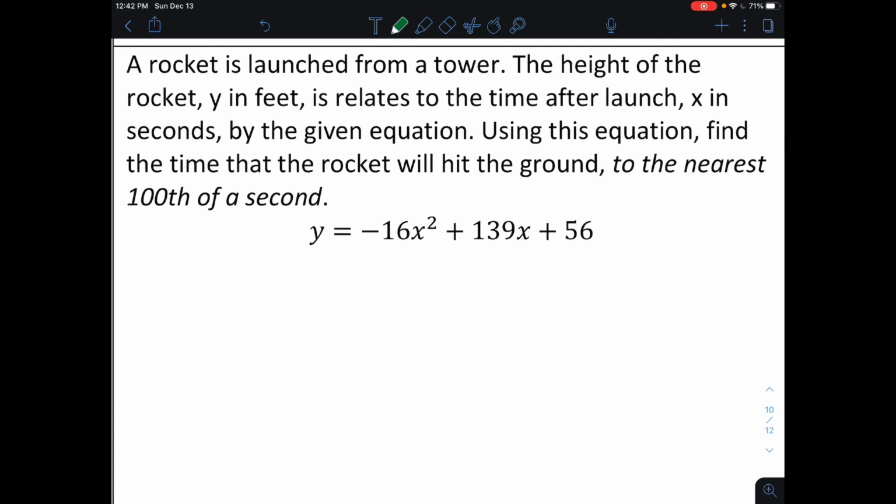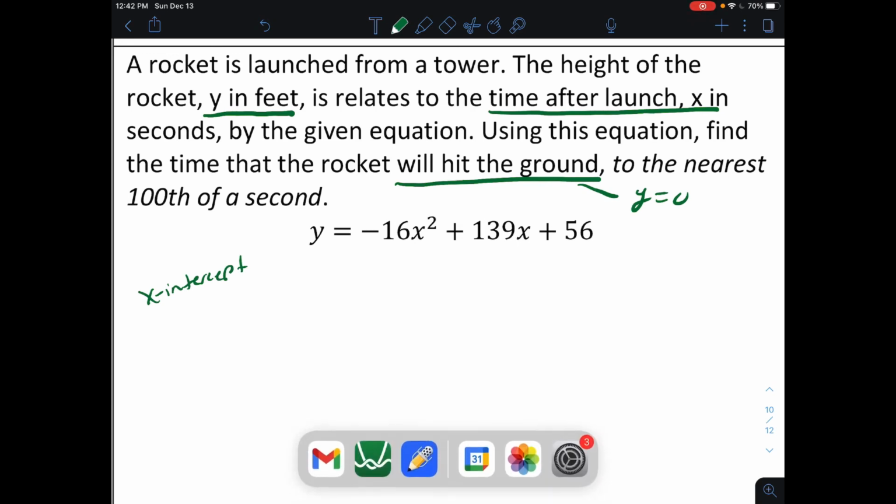All right, next problem. A rocket is launched from a tower. The height of the rocket in feet is Y. That relates to the amount of time after the launch, X. And so we're given an equation. Use this equation to find the time that the rocket will hit the ground to the nearest 100th of a second. That's two decimal places. So it's going to hit the ground when Y is equal to 0, so we're looking for an x-intercept. So let's go graph this in Desmos to find our x-intercept.